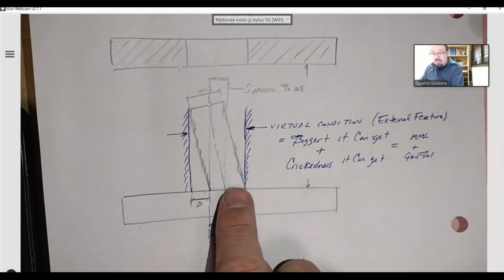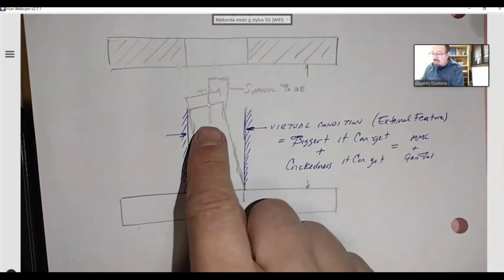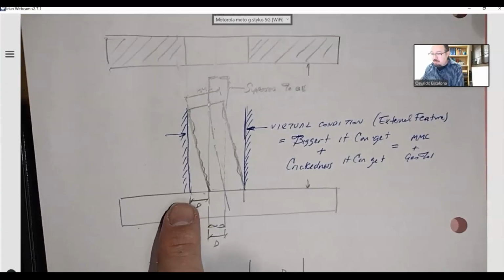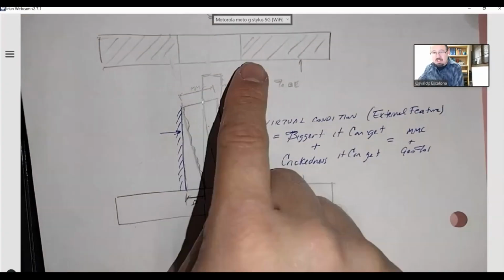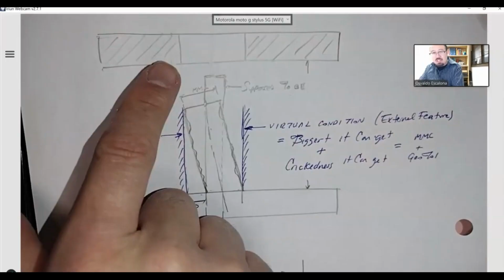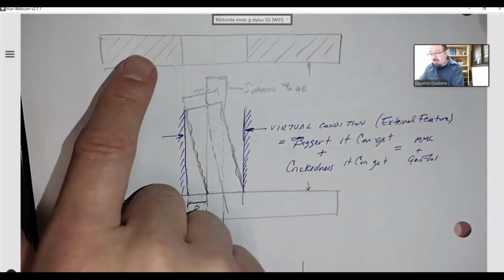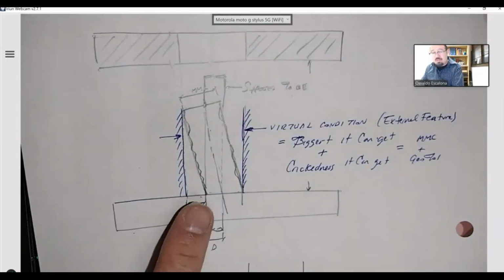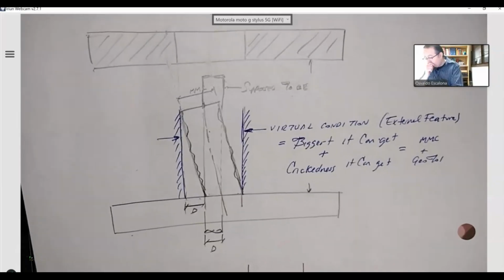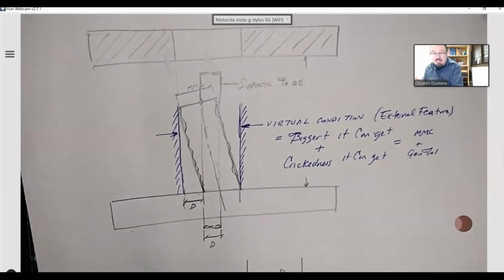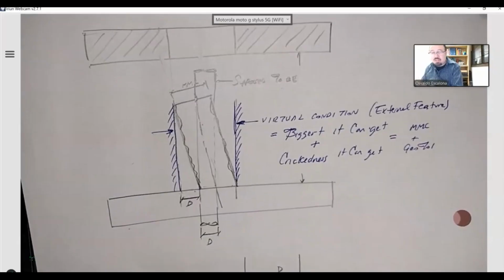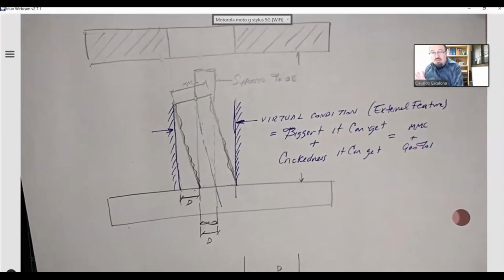I said your part comes a certain size, and it's also crooked. In order for me to come up with the worst case condition such that it fits, I have to design this hole for the worst case condition, and I also have to design the pin for the worst case condition. So we create something that we call boundaries, like virtual boundaries. We call them virtual conditions. The virtual condition will allow me to look for the worst case condition.